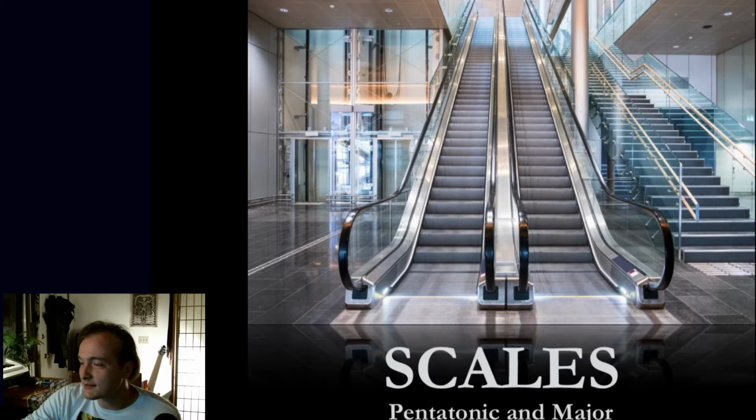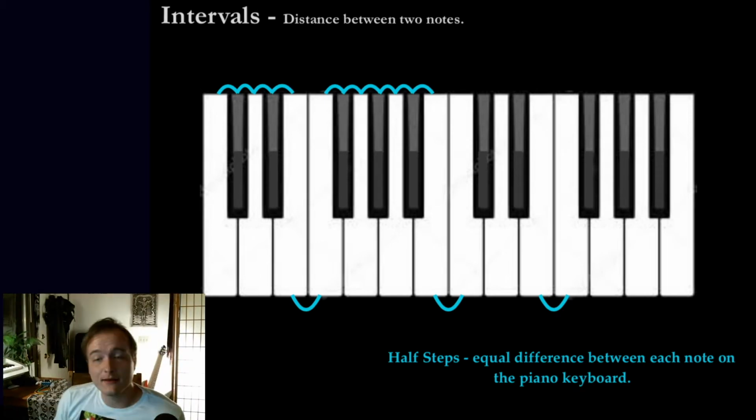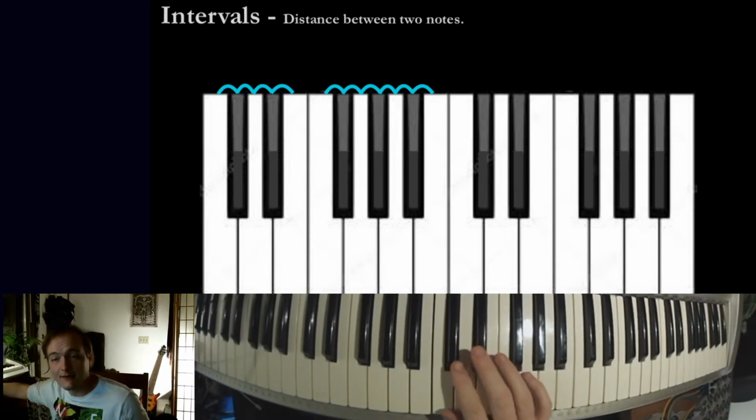So let's look at this a little bit. It's going to require that we review because it's crucial to understand what we mean by steps. And steps are, as I've said, intervals, and intervals measure the distance between two notes. Steps are the smallest difference between two notes. So the half steps are the equal difference between each and every note on the keyboard. And if we look at that on the keyboard, we can just play a bunch of chromatic half steps.